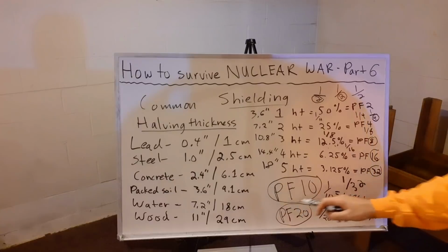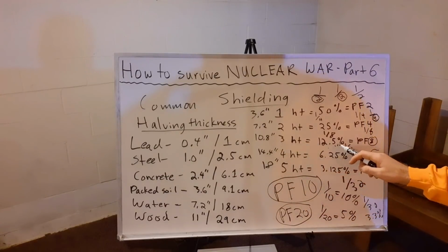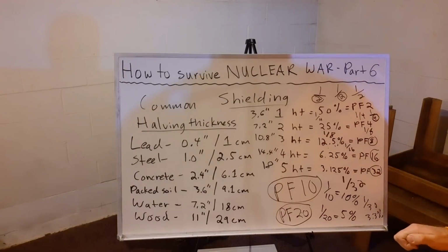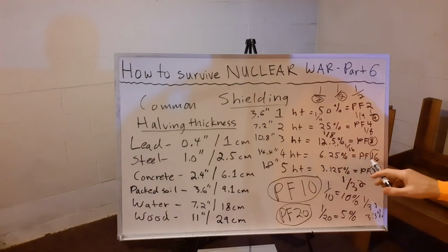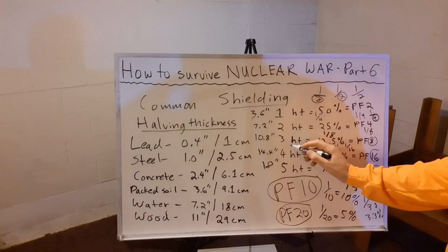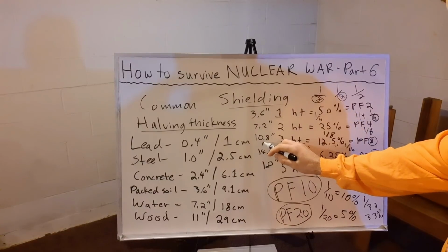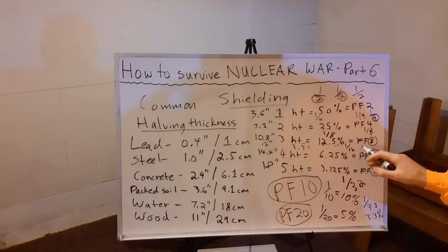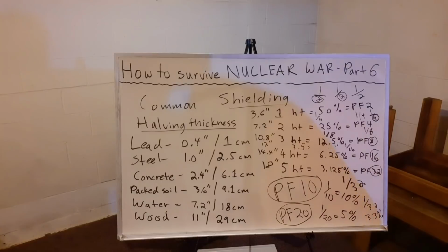Okay, so if you can get 3 or 4 halving thicknesses, you're in a pretty good spot. You're going to be right around the government recommended protection factor of 10, because with 3 halving thicknesses, you're going to get a protection factor of 8, so only 12.5% of radiation is going to make it through. And with 4 halving thicknesses, you're going to be at a protection factor of 16. So even if you're at 3.5 halving thicknesses, which will be around 12 inches of packed dirt, you're going to be at around a protection factor of 12, and that'll get you below the government recommended minimum, and you'll be in a really good position, okay?